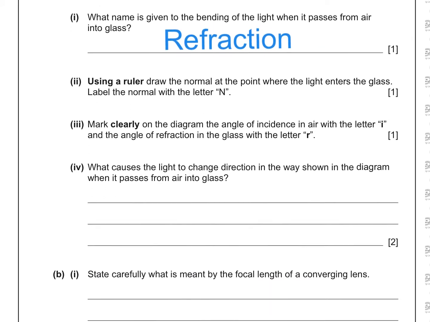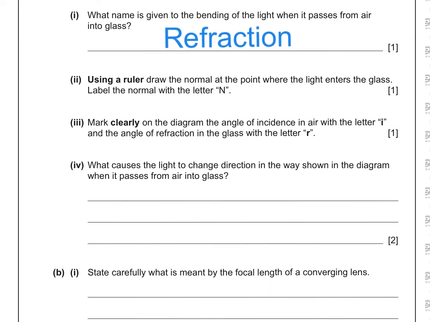Okay, part 4 then. What causes the light to change direction in the way shown in the diagram when it passes from air into glass? And that's just straight bookwork, remembering from your notes that refraction is caused by a change in the speed of light. In this case, the light is slowing down as it enters the glass. And the mark scheme says you only get 1 if you say change of speed. And the reason is probably here that they've been very specific. We're going air to glass, and so we can say slows down.